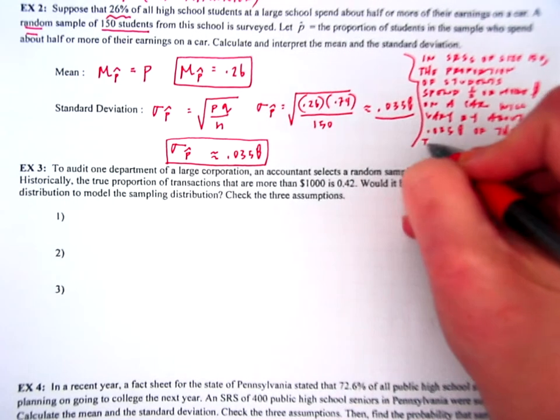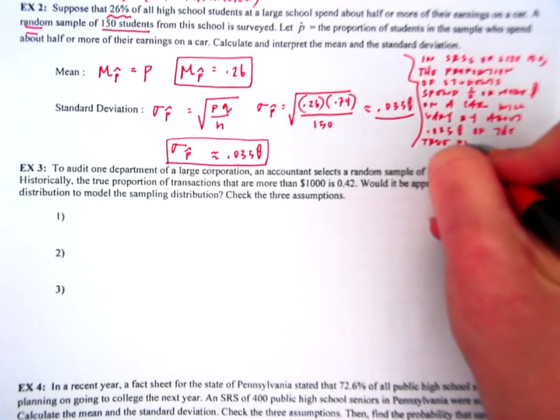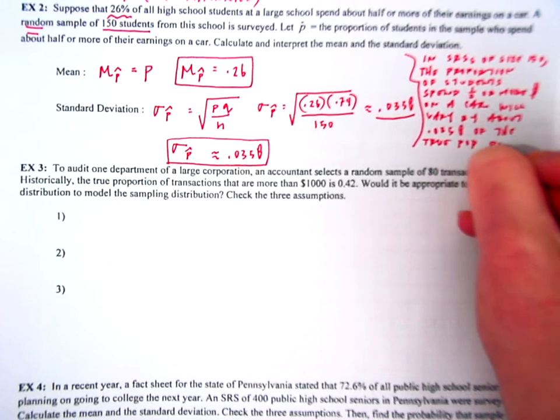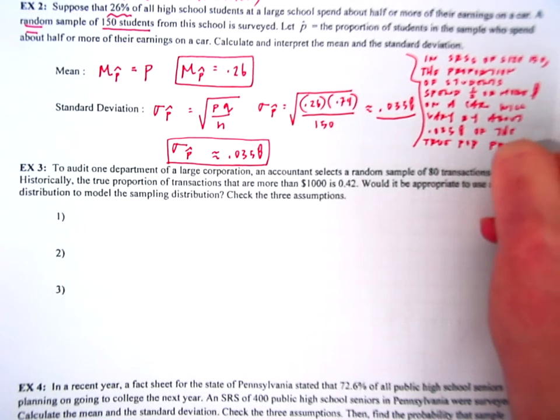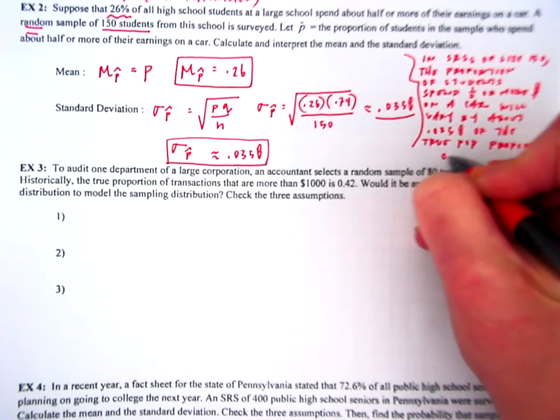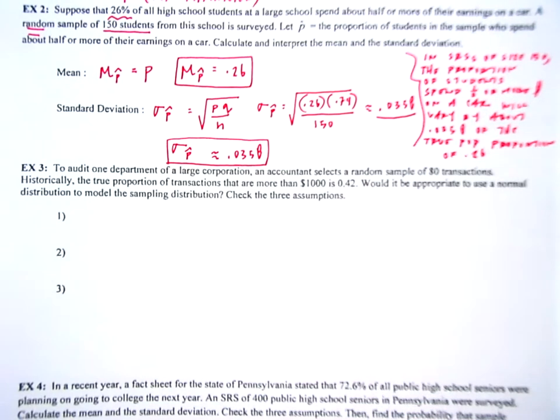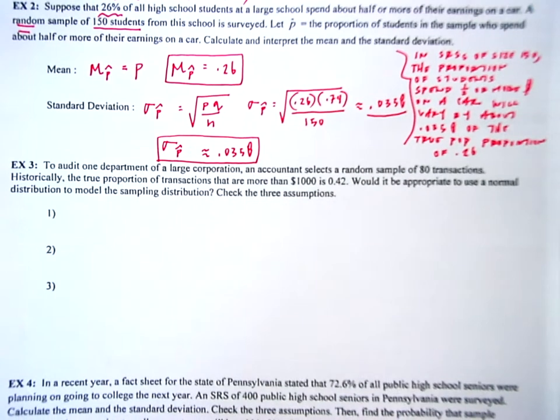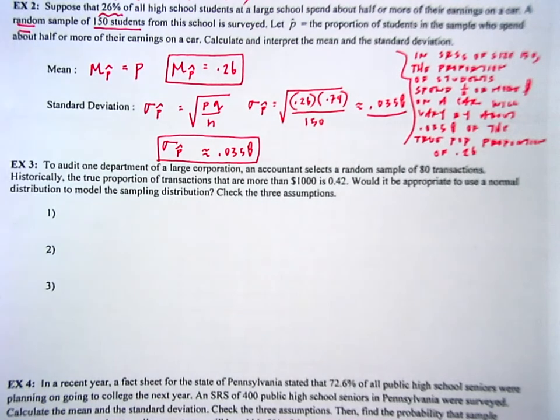Okay, so again, I'm just writing that as a statement. So I'm saying in SRSs of size 150, the proportion of students who spend half or more money on a car, we expect it to vary by about 0.0358 of the true population proportion of 0.26. Okay, and I just want to remind you that P, our population parameter, sometimes we call it population proportion, and P hat, our statistic, sometimes we call it the sample proportion. It means the same thing. All right, move on to the next one.